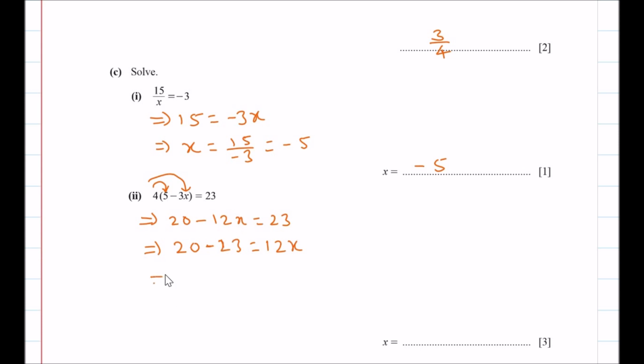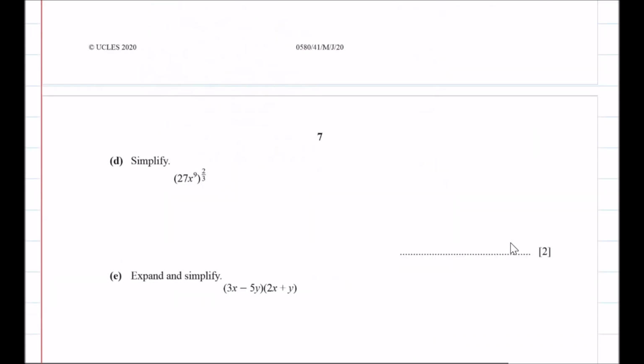Okay. This implies that minus 3 equal to 12x. This implies that x equal to minus 3 divided by 12. That is minus 1 by 4. So the answer is minus 1 by 4. Okay.